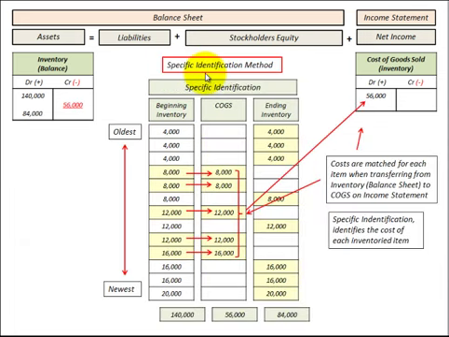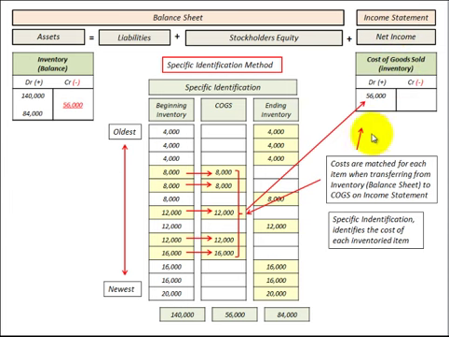All right, let's look at the specific identification method. This is where we take our inventory on our balance sheet and we make specific selections from it. Now, it could be either an older or newer cost, but whatever selection we make, that's what we expense as cost of goods sold on our income statement.